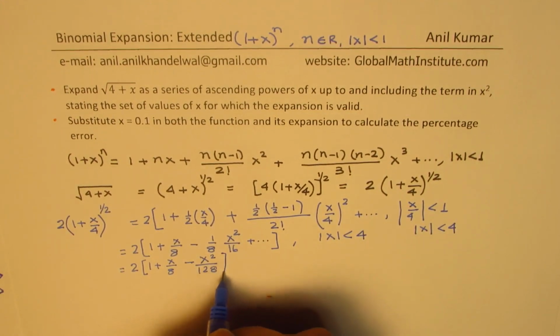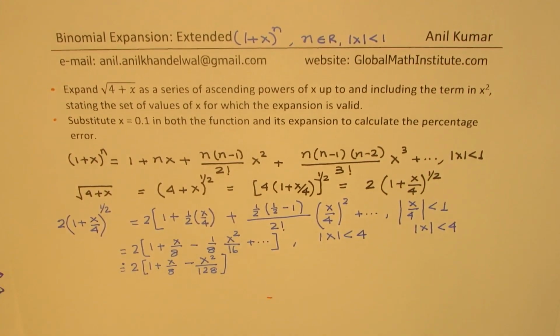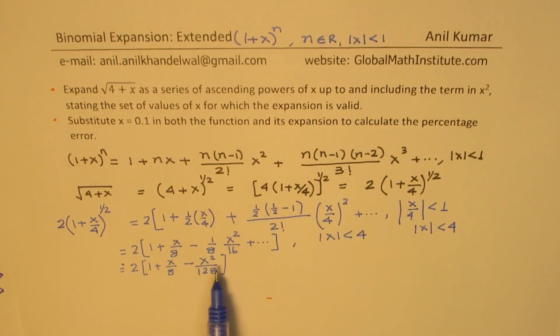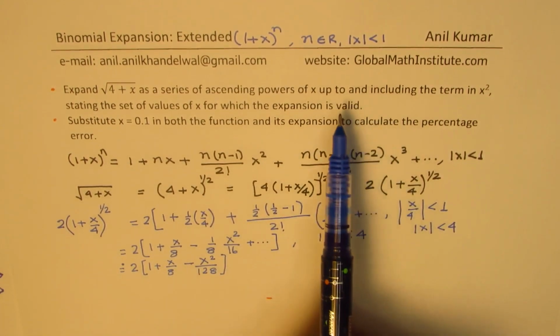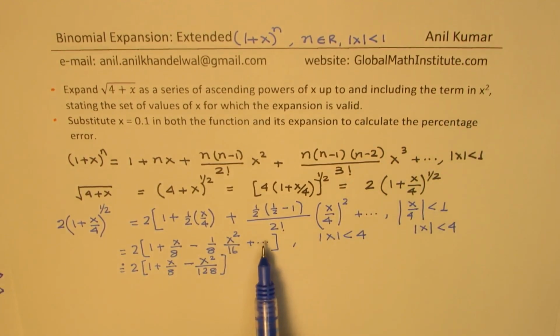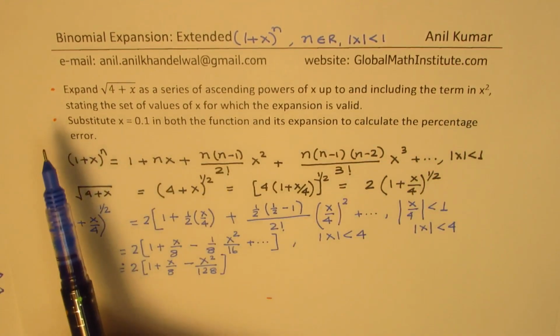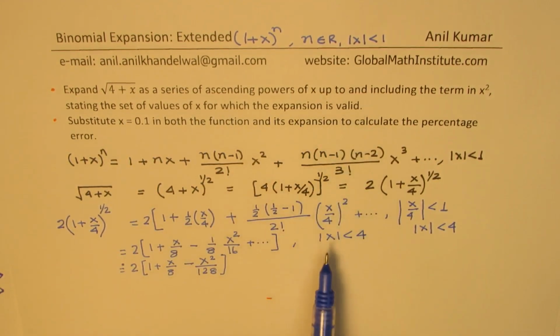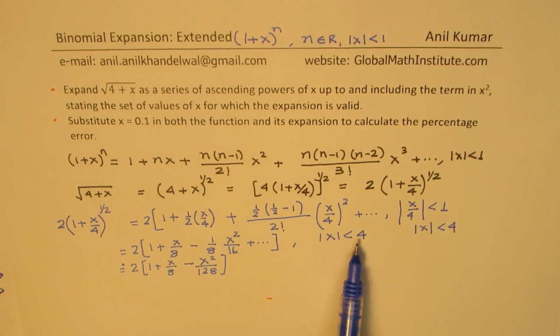So we'll just write an approximate value using the first 3 terms, right? So that is the series in the ascending powers of x. The powers of x are increasing up to and including the term x squared. So we neglected everything after x squared, and stating the set of values of x for which the expansion is valid, it is valid for absolute value of x less than 0.4.